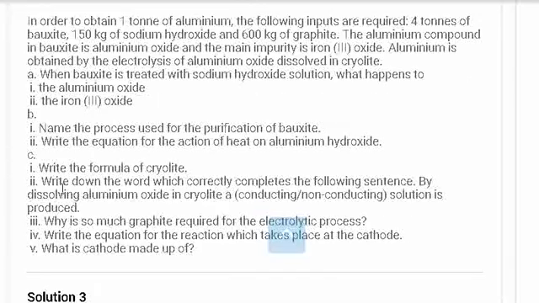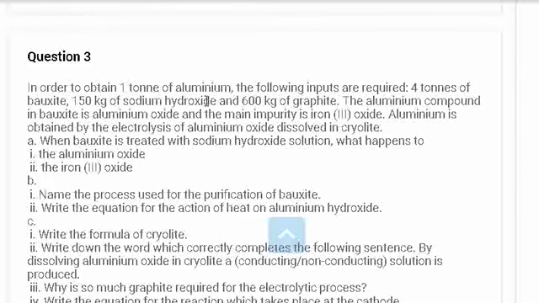Question number 3. In order to obtain 1 ton of aluminium, the following inputs are required: 4 tons of bauxite, 150 kg of sodium hydroxide, and 600 kg of graphite. The aluminium compound in bauxite is aluminium oxide, and the main impurity is iron(III) oxide. Aluminium is obtained by the electrolysis of aluminium oxide dissolved in cryolite.